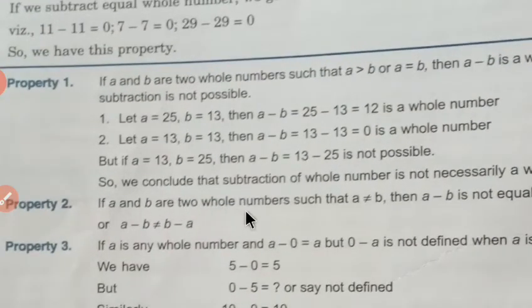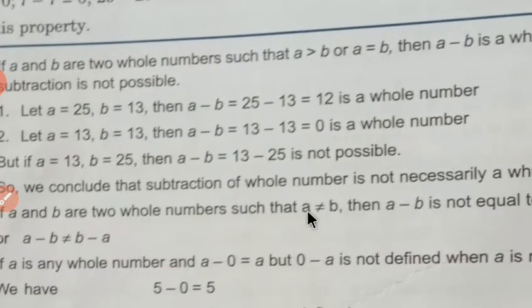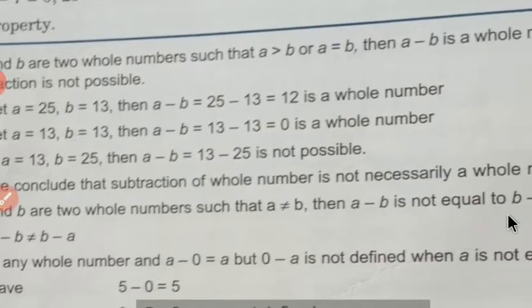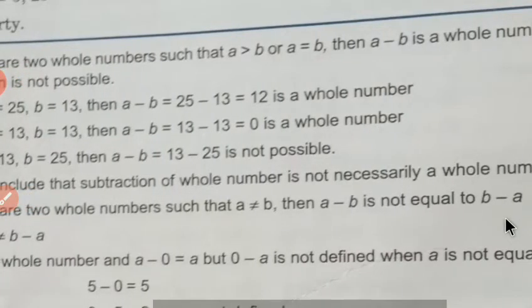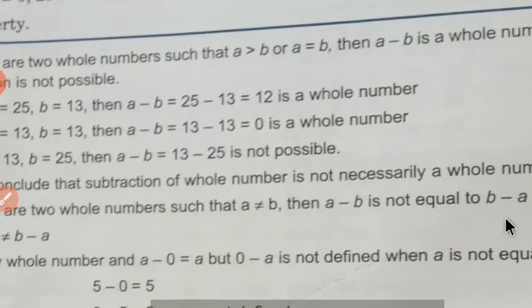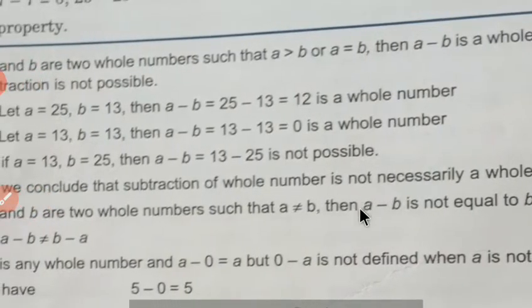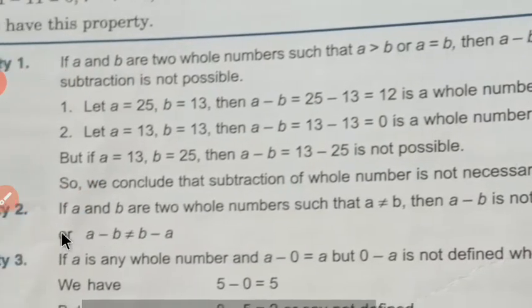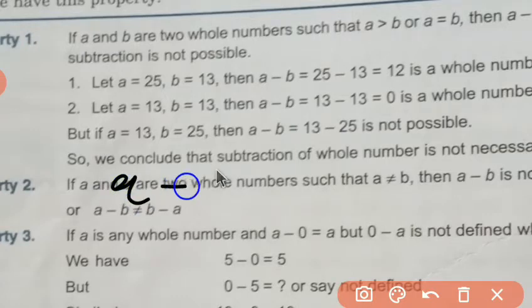Second one, if a and b are two whole numbers such that a is not equal to b. Here we have to take the values of a and b so that they are not equal. Then a minus b is not equal to b minus a. As we have seen, a plus b is equal to b plus a, the commutative property for addition. Now here we will see whether it is possible for subtraction. So we can see that in subtraction, a minus b is not equal to b minus a. For example, you can take a is equal to 4, b is 2.